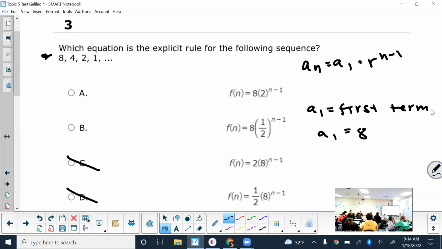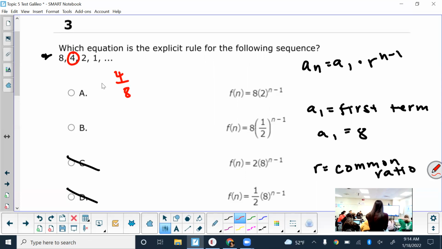What else gets replaced with a number? The r, yes, and it stands for what in a sequence? It's kind of like your rate, but in a sequence, we mostly call it the common ratio. So what is my common ratio of this sequence? 1/2. And again, you just take one of the terms like 4 divided by the previous term, and that's how you get your common ratio. So r is 1/2.